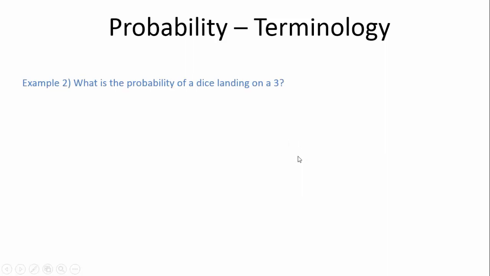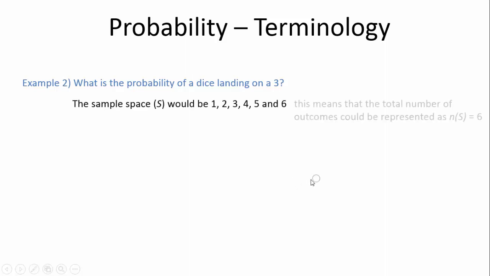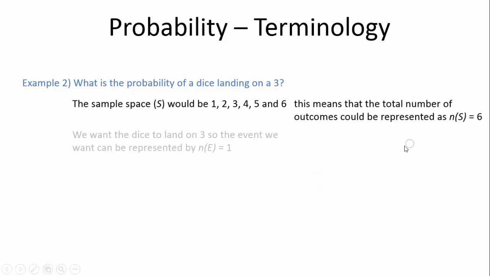Right, so let's have a look at another example. What is the probability of a dice landing on a 3? The next 2 examples I'm going to show you very quickly. So the sample space would be 1, 2, 3, 4, 5, 6. This shows that the total number of outcomes, n(S), is equal to 6.